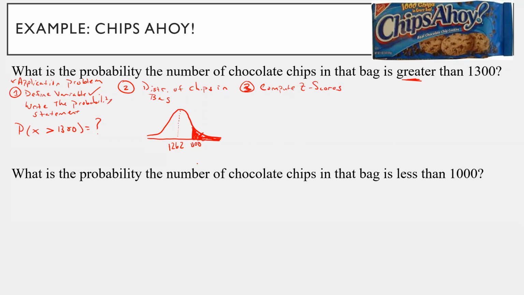Okay, so I only need to do one z-score here for this. The z-score is the x variable that you're interested in, which is 1,300, minus the mean, divided by the standard deviation. So it's 1,300 minus 1,262. And I think the standard deviation was 118. Yeah.